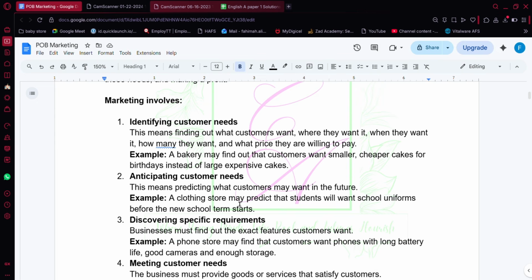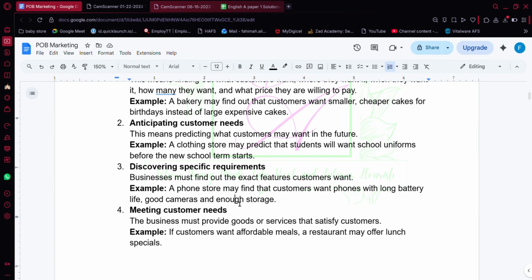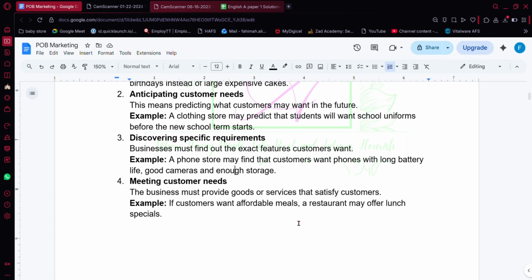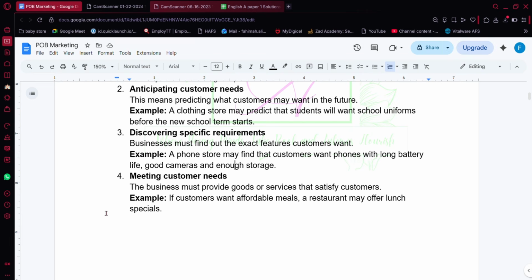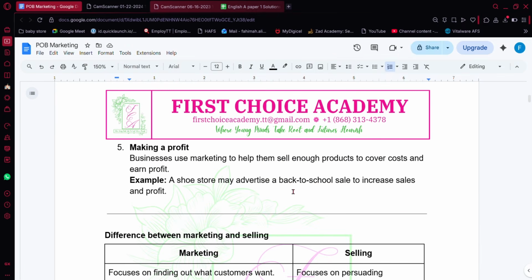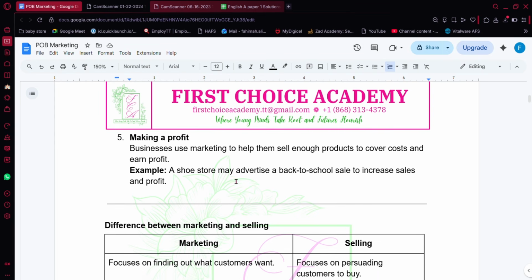Anticipating customer needs means predicting what customers might want in the future. Discovering specific requirements: businesses must find out the exact features customers want in their products. Meeting customer needs: businesses must provide goods or services that satisfy customers. Making a profit: businesses use marketing to help them sell enough products to cover costs and earn profit.